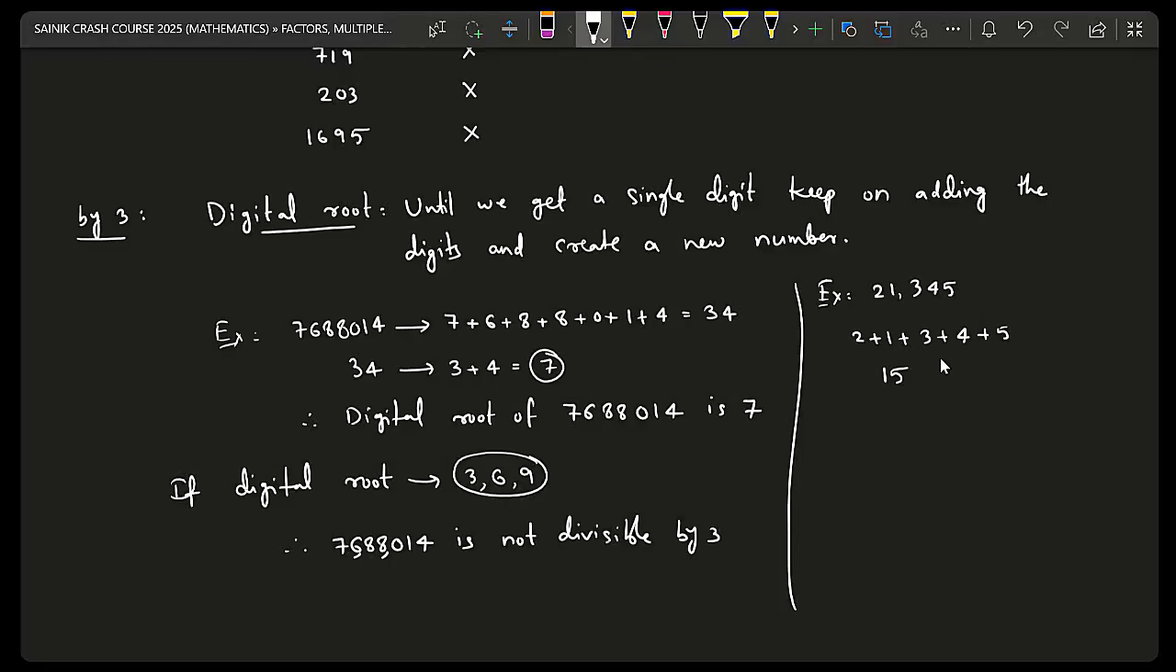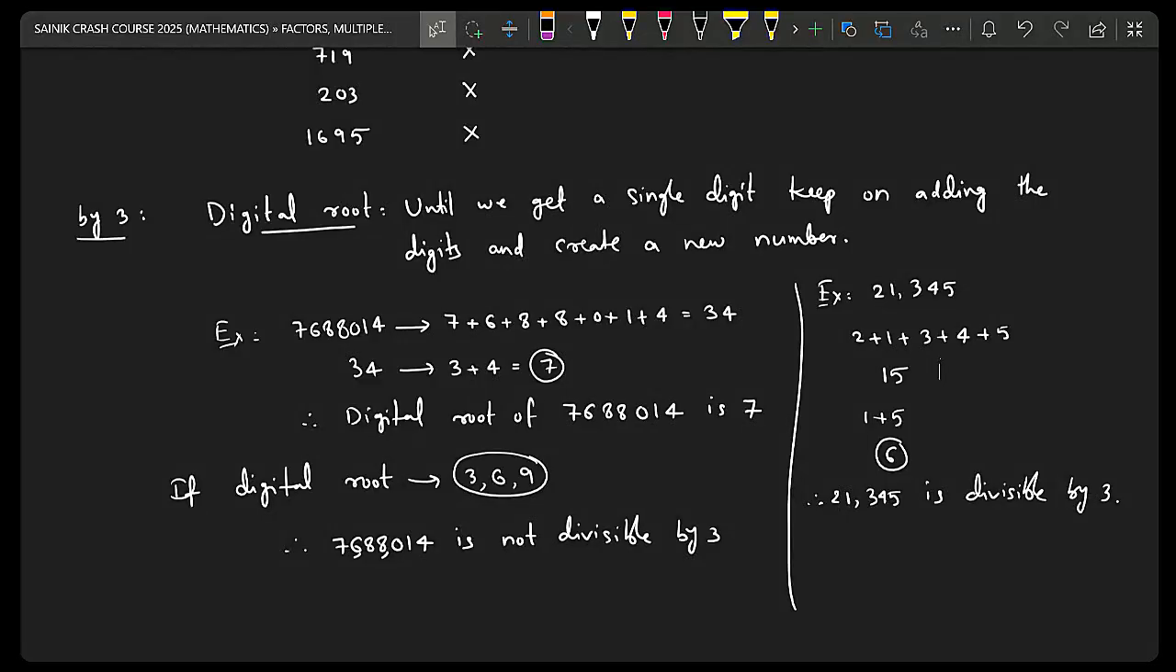So 6 is there in this group. So we can say that the number will be divisible by 3. Therefore, we can say 21,345 is divisible by 3. So whenever the sum of the digits is divisible by 3, then the number is also divisible by 3.